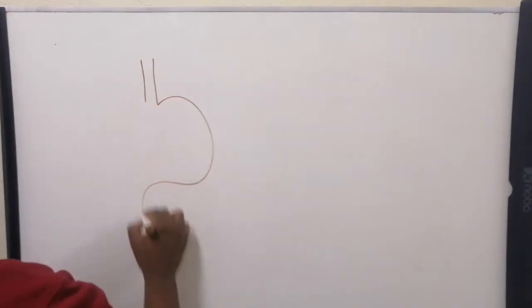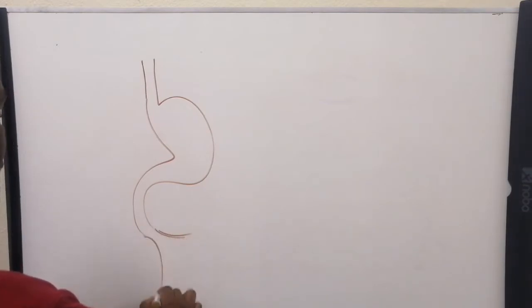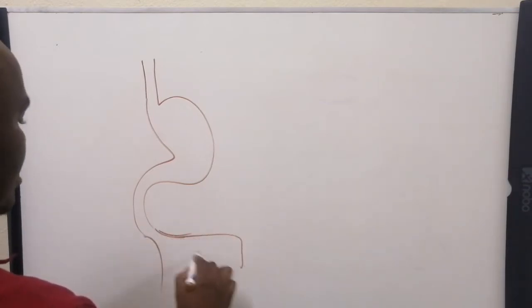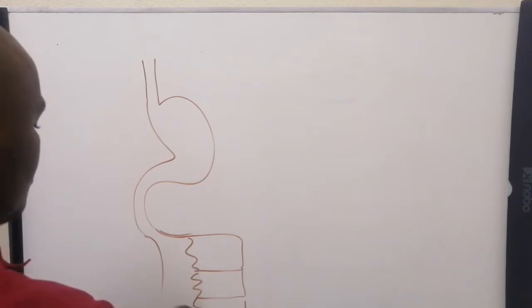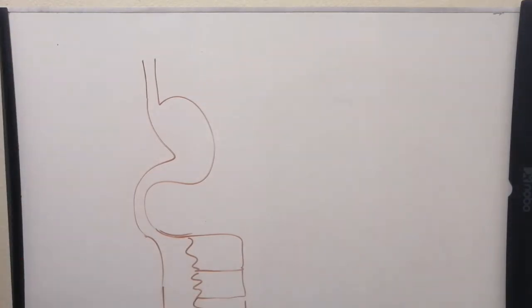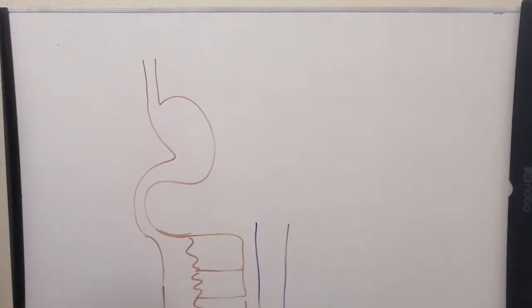Okay, now let's talk about, briefly, let's just go back a bit. So here is our stomach, our small intestine, and our enterocytes with a brush border. Okay, and this is our blood vessels.